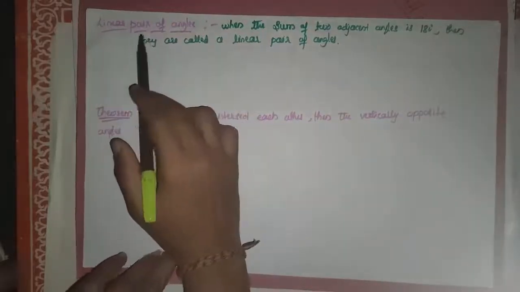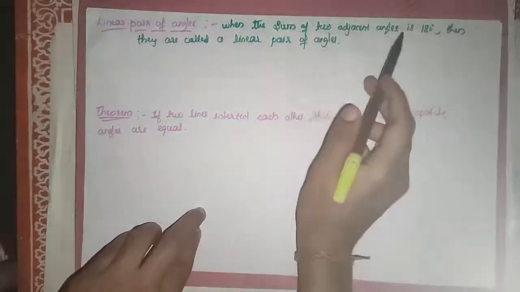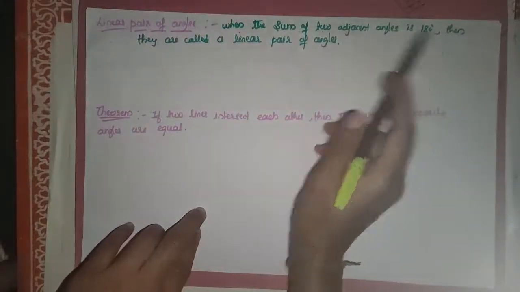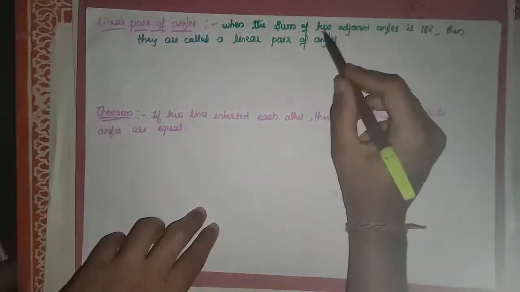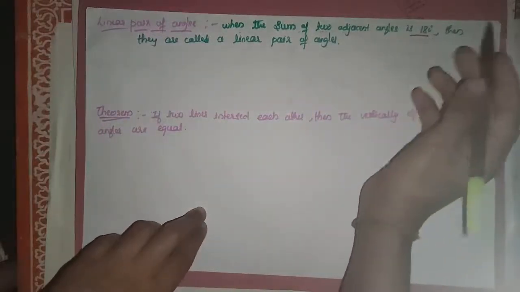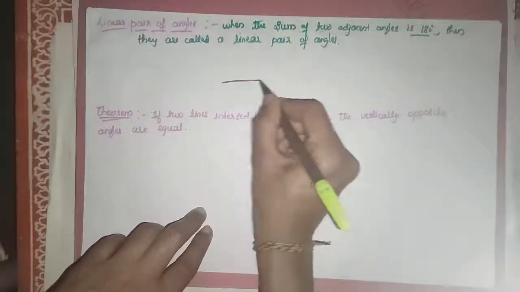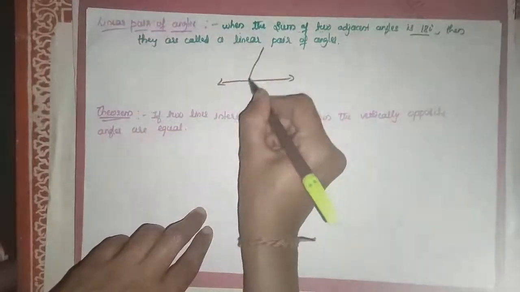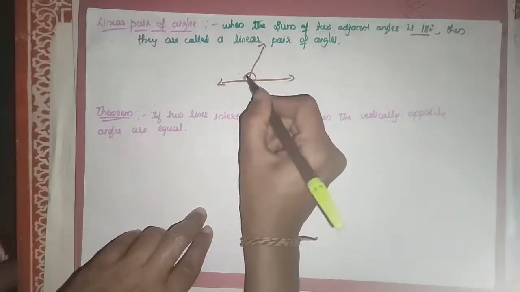Next, linear pair of angles. When the sum of two adjacent angles is 180 degrees, then they are called a linear pair. So the sum of two angles is 180, that is, it is nothing but supplementary. For the adjacent angles, for example, I take this line segment. Here we have two angles. These are side by side angles. These are called adjacent angles.